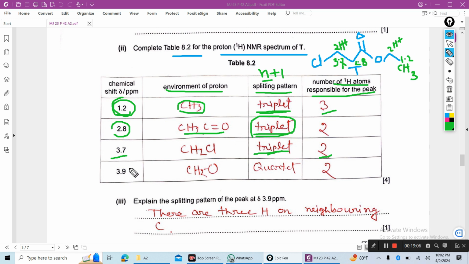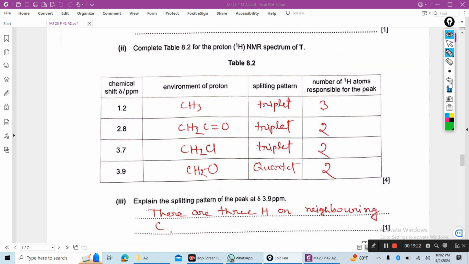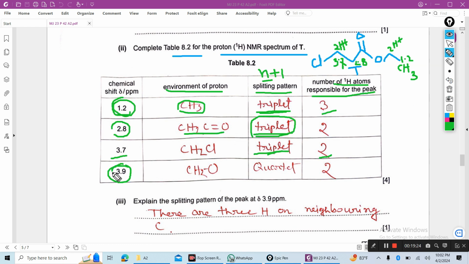Then 3.9 chemical shift is higher, as an electronegative atom is joined to the hydrogen, so the chemical shift will be more. So this 3.9 is responsible for this CH2O, this 3.9.